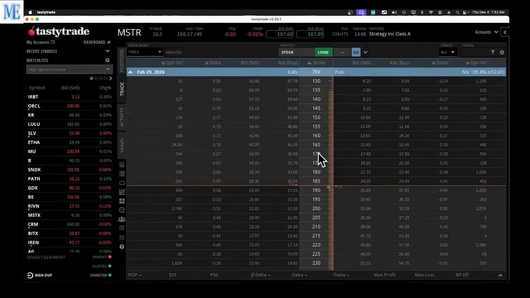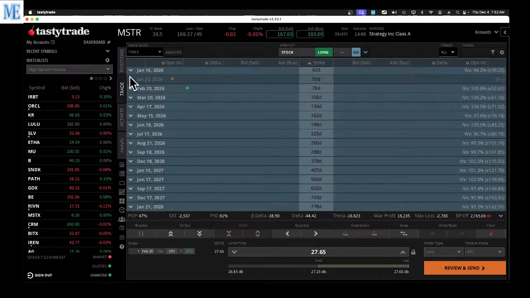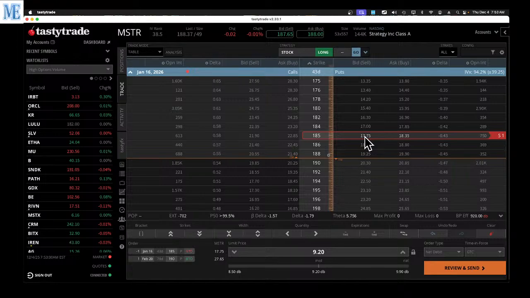And what I'm likely going to put on is a little calendar spread. We're trading at 187.60. I'm going to look at the 190. The 190 is 27.65. So I'm going to buy February, and I'm going to sell Jan. And I'm going to sell the 185. Now, the reason I'm doing that is I'm pretty much selling a little bit of short-term volatility in January.